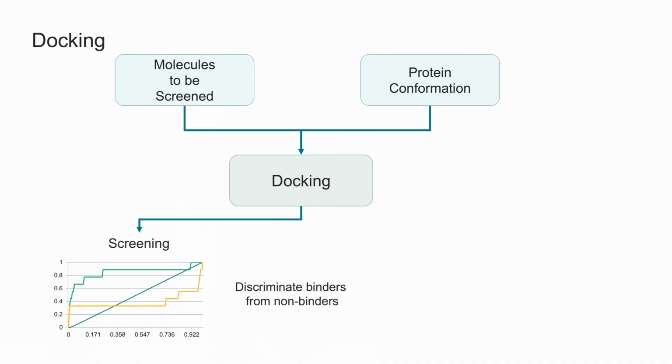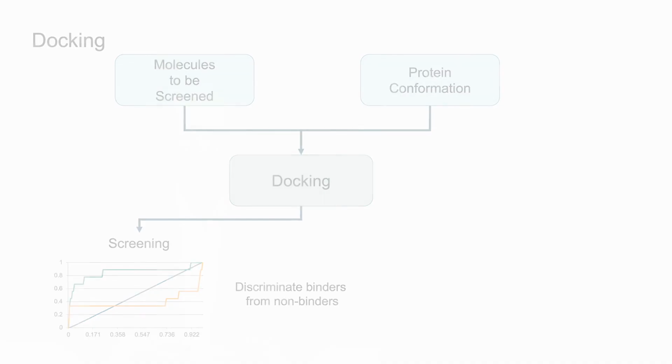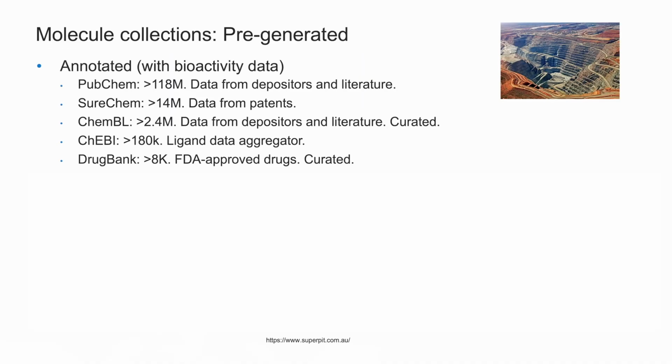And I'm going to look here at molecules to be screened coming from what I'm going to term pre-generated collections, sets of molecules that have been defined for you, a little bit like defining an area for a mine. These pre-generated collections I'm going to divide into 2 types. Annotated data sets, things like PubChem, where there's data of at least one biological assay for every single molecule in the data set. And these data sets have some significant advantages.